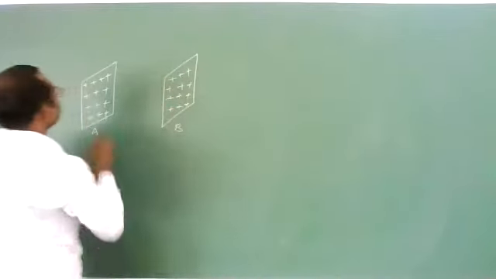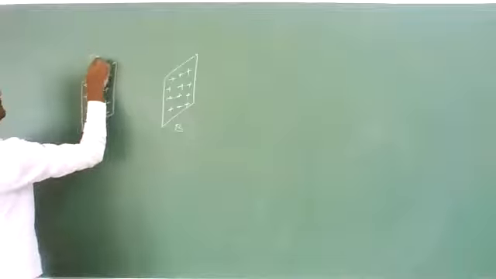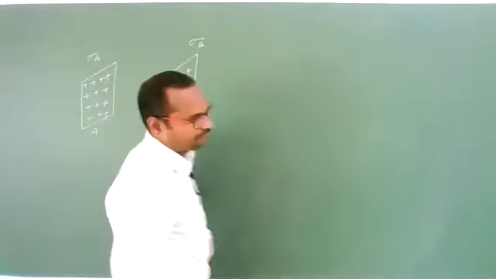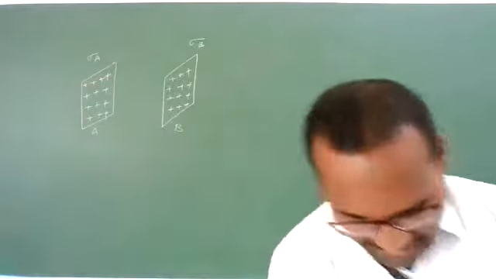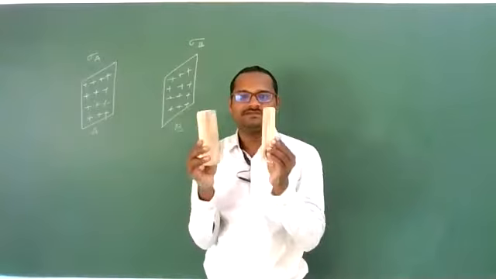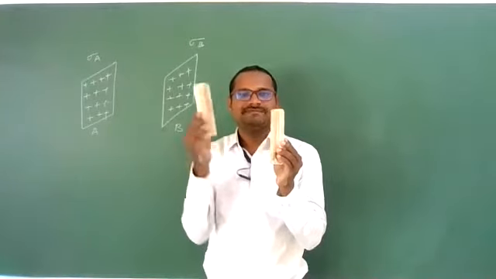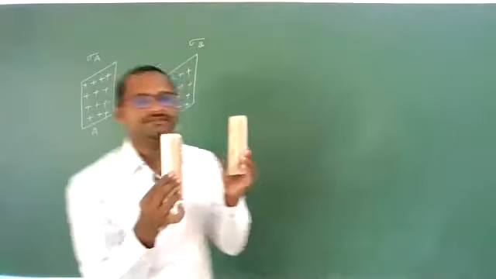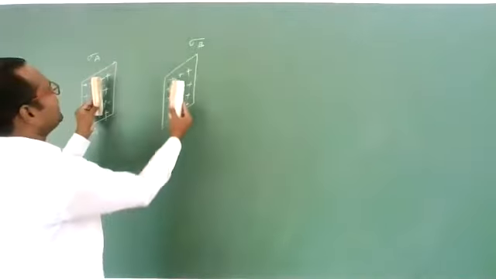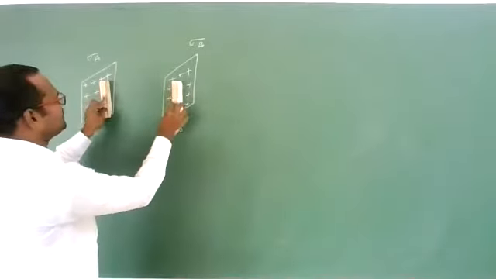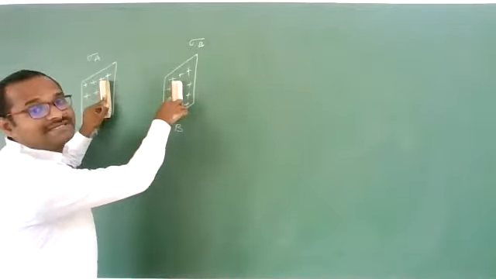Okay, and this surface charge density is sigma A, let us call. This surface charge density is sigma B, let us call. Now two sheets are there. See, imagine these two sheets I am keeping like this. Sigma A surface charge density, sigma B surface charge density. Are you getting? Now these are the two sheets. On them charges are present.